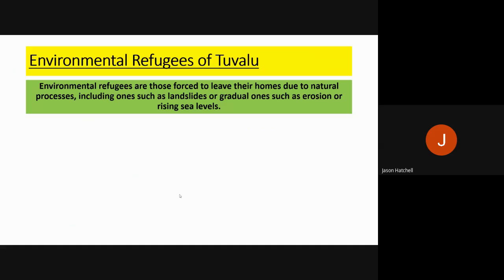Now, a case study you did in this topic in relation to environmental refugees due to flooding and sea level rise and so on is Tuvalu. So remember, environmental refugees are those who are forced to leave their homes due to natural processes like landslides, flooding, rising sea levels, erosion, etc.